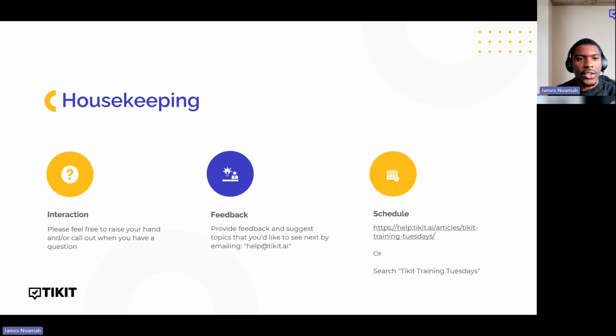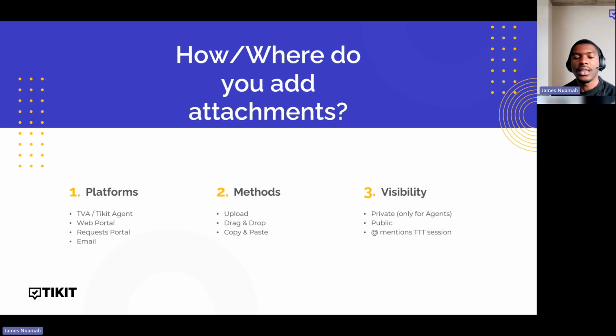So let's get into our attachments. How and where do you add them in Ticket? Well, firstly, which platforms do they work in? It's across all of them: in TVA, the Ticket Agent and MS Teams. So of course, it's available to end users and agents. You can add them in the web portal and also in the request portal. So once again, agents and end users, and you can also add them via email.